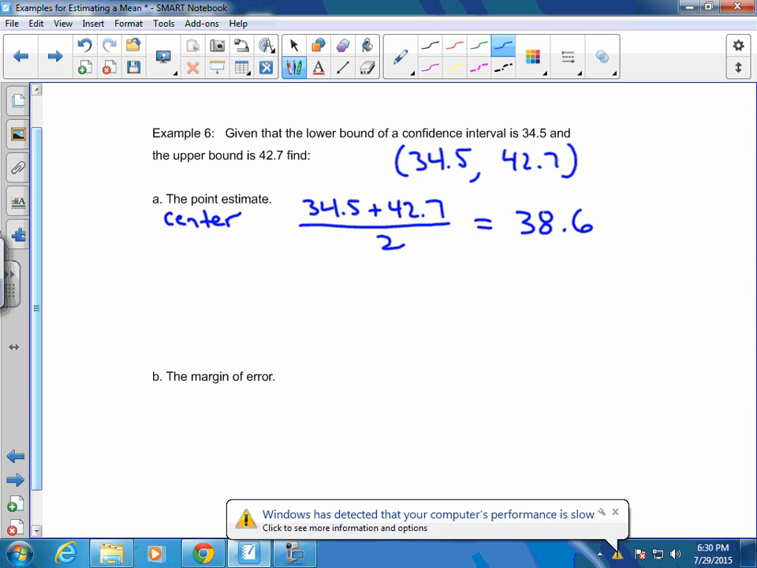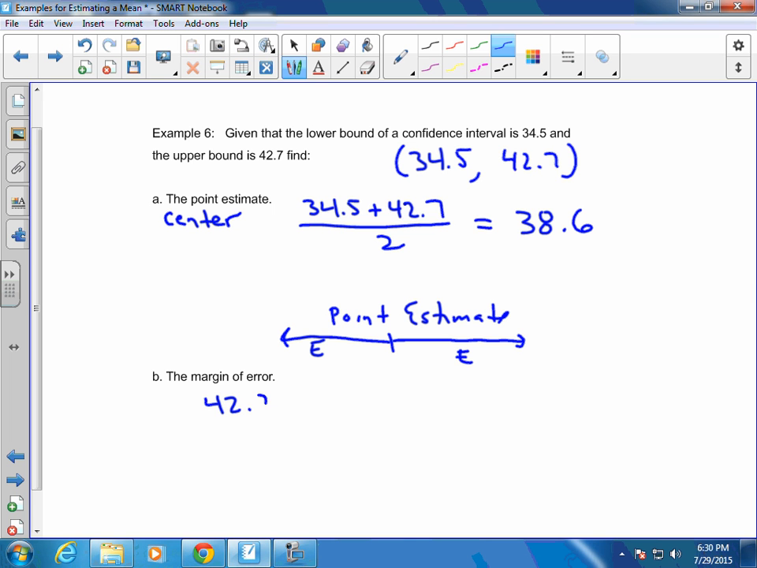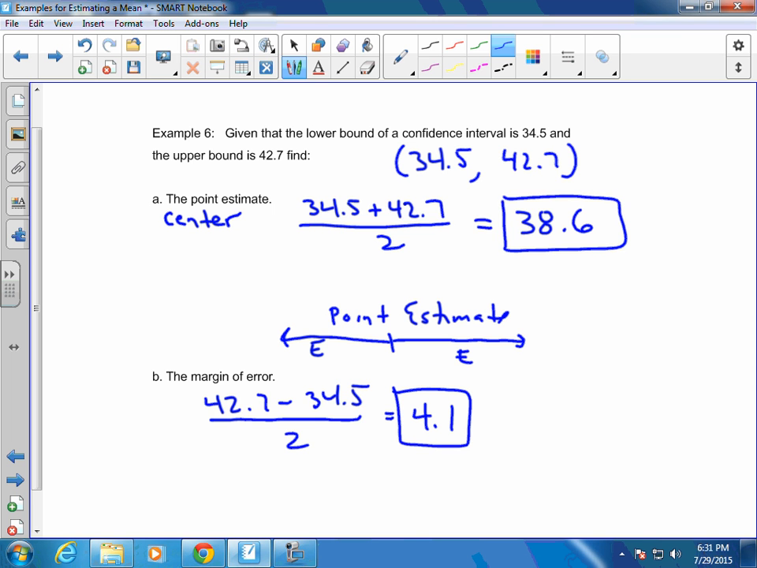Now the margin of error. Remember, you center an interval at a point estimate. You go one margin of error above it and one margin of error below it. So a confidence interval, if you take the difference between the endpoints, that's two margins of error. So the difference of the endpoints divided by 2 is going to give you your margin of error. That's the way I like to do it. There are other ways to do it, though.